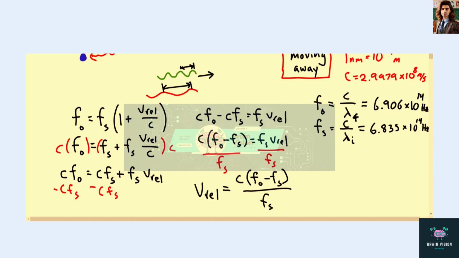Now we have frequencies that we can plug into this equation down here for the relative velocity. We plug all of that in, and you'll get something like 3.1 times 10 to the 6 meters per second. So this galaxy is moving away from us at this speed.